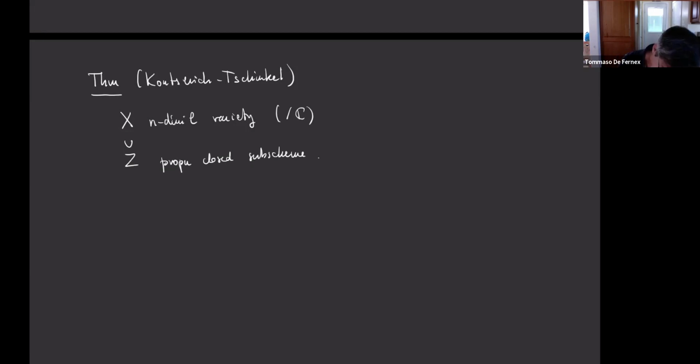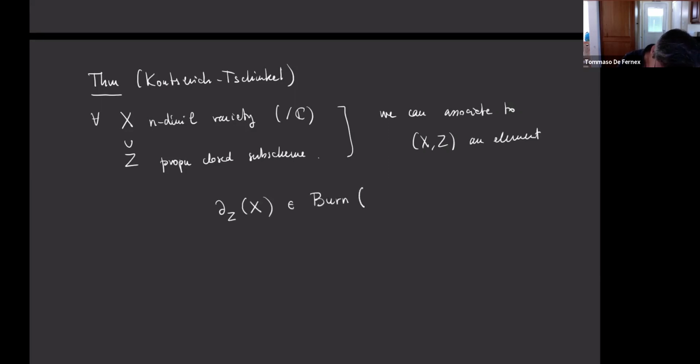And then we define, so for every such pair (X, Z), we can associate to the pair an element which I denote by D(Z, X) in the Burnside group over Z. And now, back to complex numbers, this will be in dimension n-1. So maybe let me write this better.